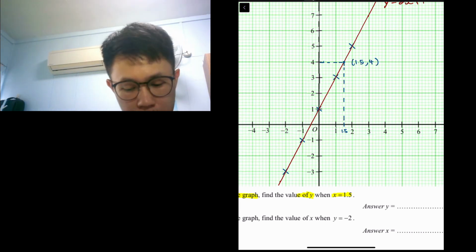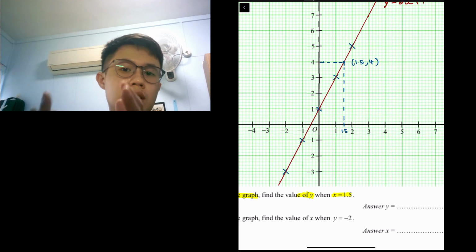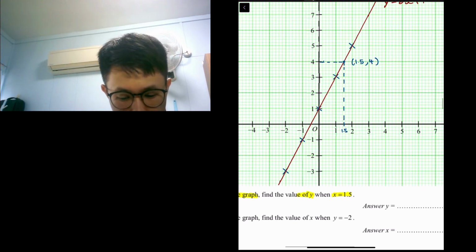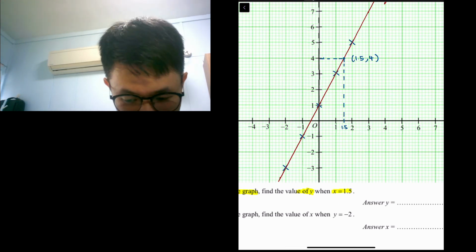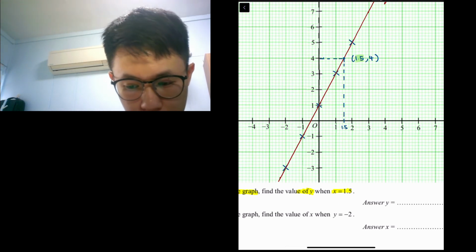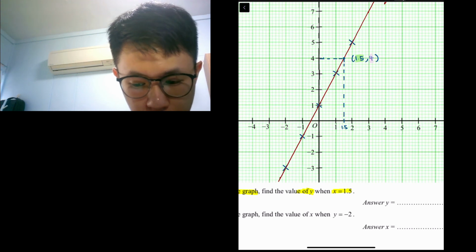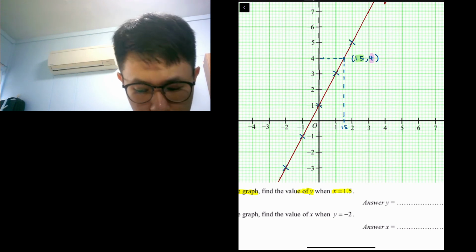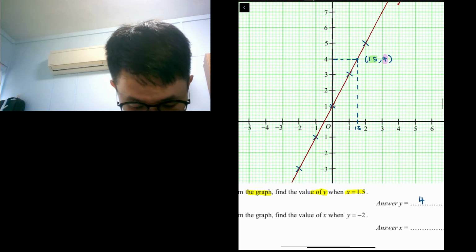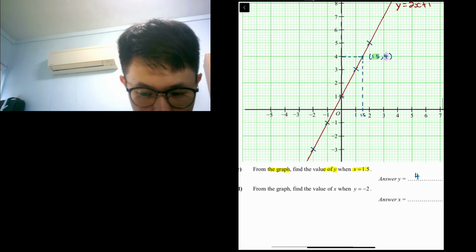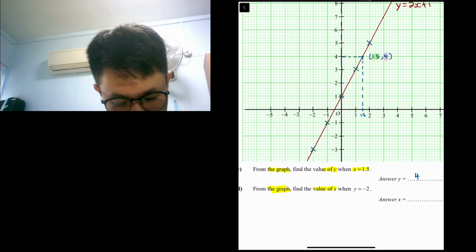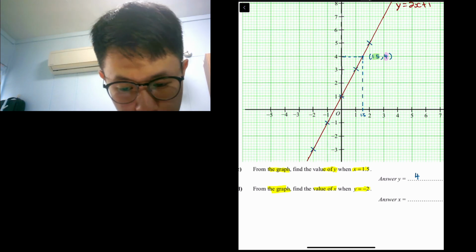Okay, the dotted lines are important because the question says from the graph. So from the graph means we need to show that it's like that. Okay. So we can actually tell that when x is equal to 1.5, y is equal to 4. It is just the y coordinate here. So y is equal to 4. We can do the same for the next part where, from the graph, as long as it's from the graph, we need to use the graph. Find the value of x when y is equal to negative 2.